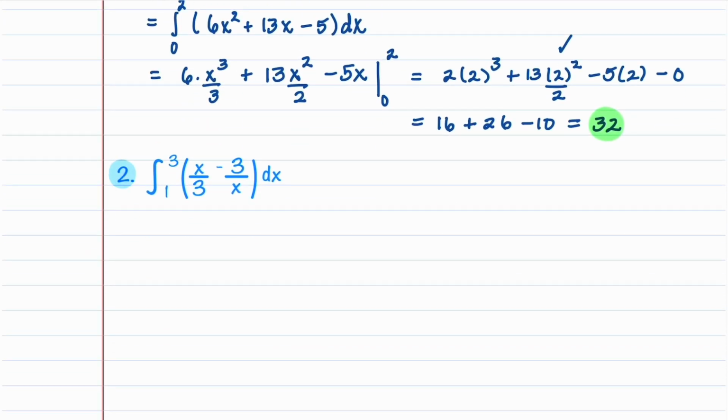Now let's look at our second example. In this example, we are integrating x divided by 3 minus 3 divided by x. We wouldn't have to, but I'm going to go ahead and rewrite this just to make it a little bit easier. I'm going to write our first term as 1/3 x, and then our second term as minus 3 times 1 over x. That just makes it easier to see that we are integrating x and then 1 over x.